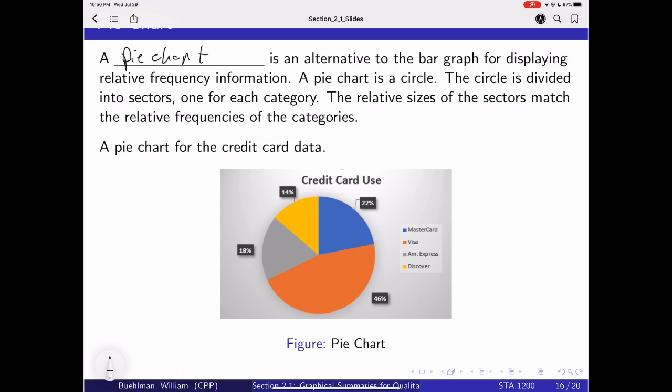So we can see here that Visa was approximately 46%, so it should be about half of the pie. So it needs to roughly make sense. Again, it doesn't need to be perfect, but it needs to roughly make sense. So pie charts, you probably won't be making too many in this class, but it's a good way to see data. When you do make them, you usually use software, something other than making them by hand.